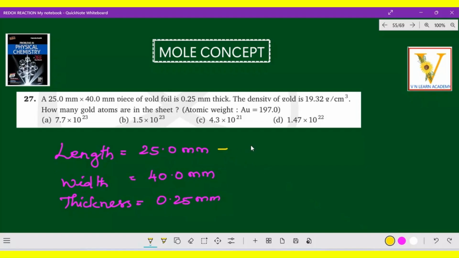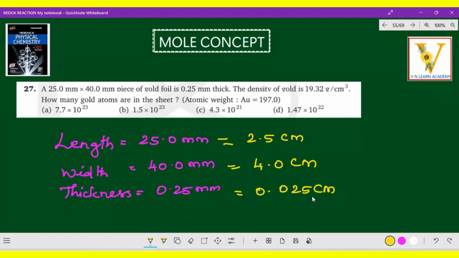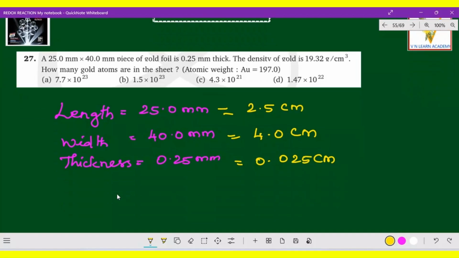So here conversion: here 2.5 centimeter, here 4.0 centimeter, and here 0.025 centimeter. So centimeter, millimeter conversion and all, you might have known very well, right? Okay, now the next point: volume, we have to identify.